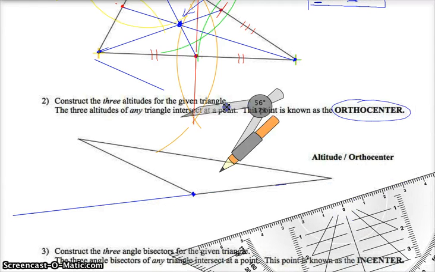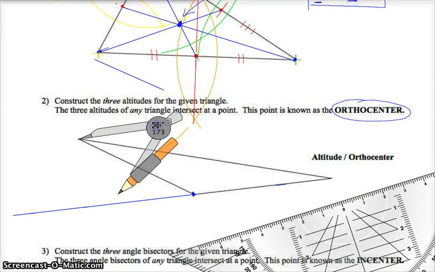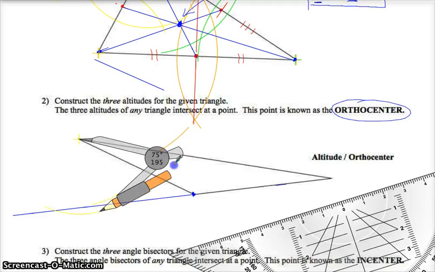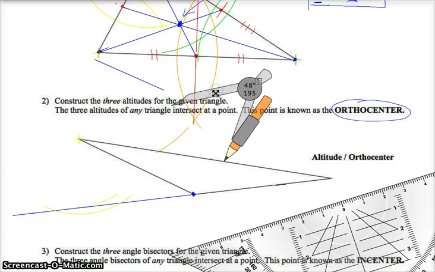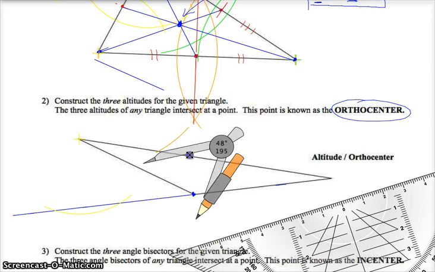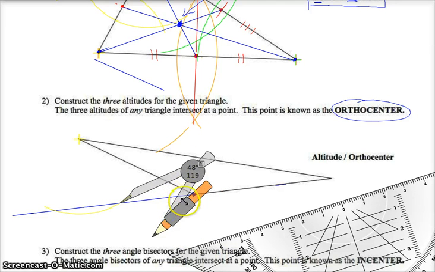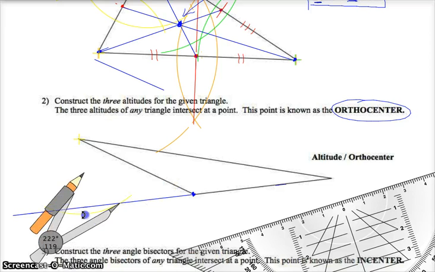Okay, so let's try this. Remember, I put my compass point up here on top. I open it up so that it can scoop on top and bottom. Right, so I scooped here and here. So now I go back and I put my compass here. And I'm going to do a quick intersection.